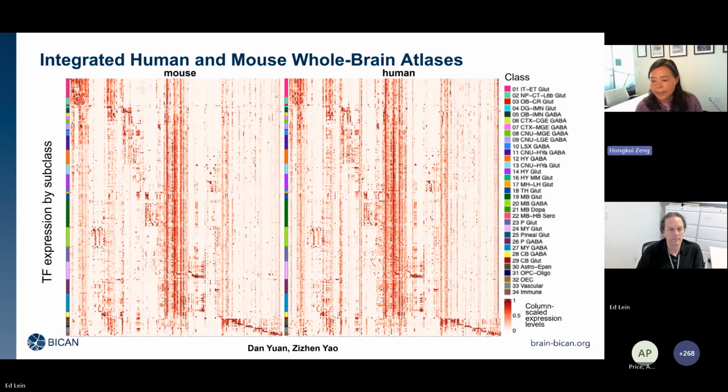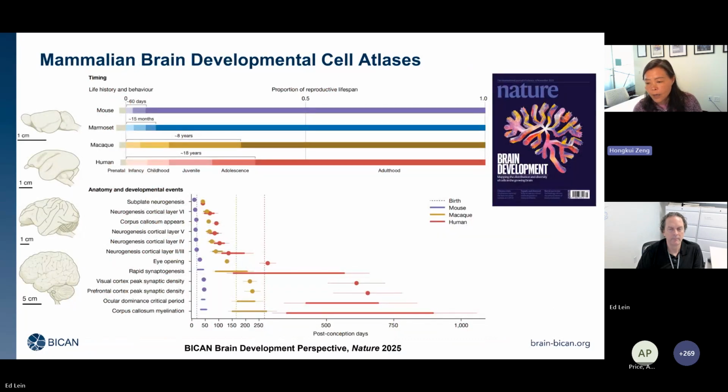And finally, in the next slide, I'll talk about our consortium-wide recent progress in generating developmental cell atlases across mammalian brains, from mouse to marmoset to macaque and the human. And here just shows the publication package that was just published in November 2025. And this project is really a bridge from BICCN to BICAN.